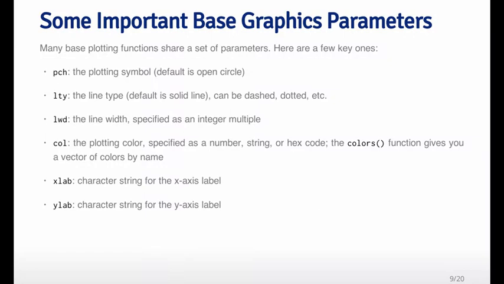It can take a number, which refers to a table of built-in symbols, or it can take a character element, which will just plot that character on the screen. So if you give it the letter A, for example, then it will use the letter A as the plotting symbol for all your data points. Sometimes this is useful for self-labeling a plot. So you can say that all the A's represent one group and all the B's represent another group.